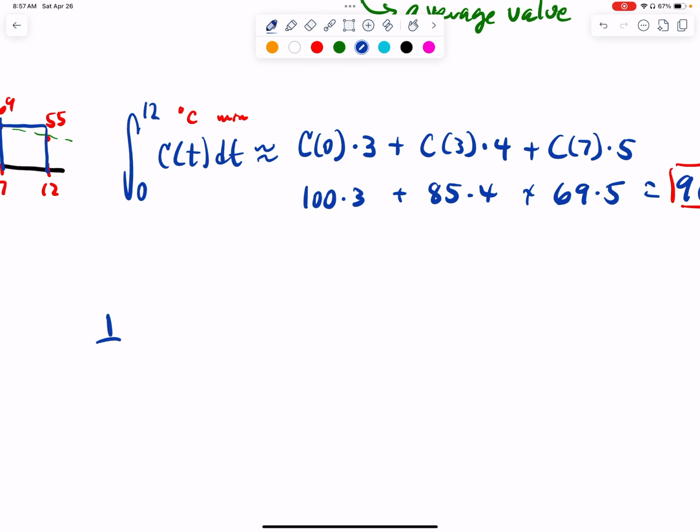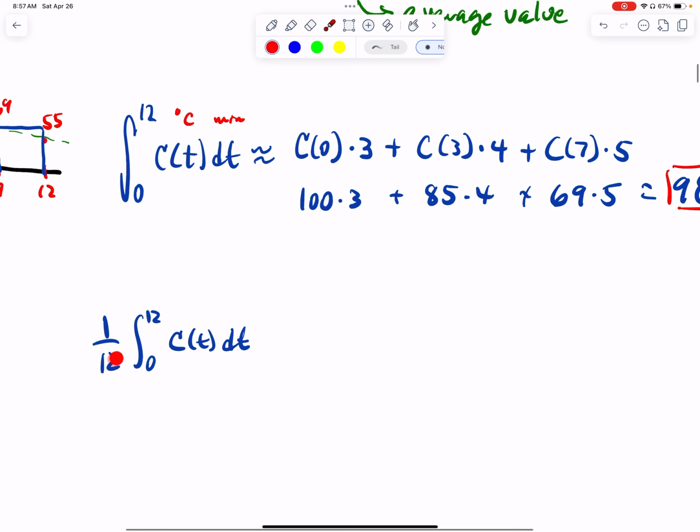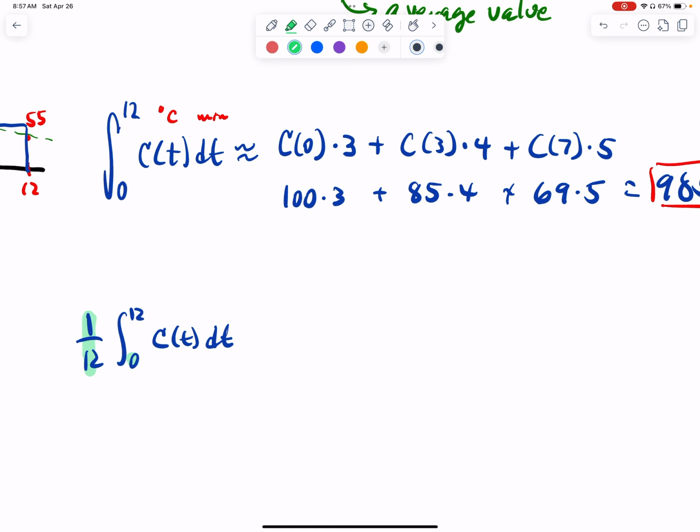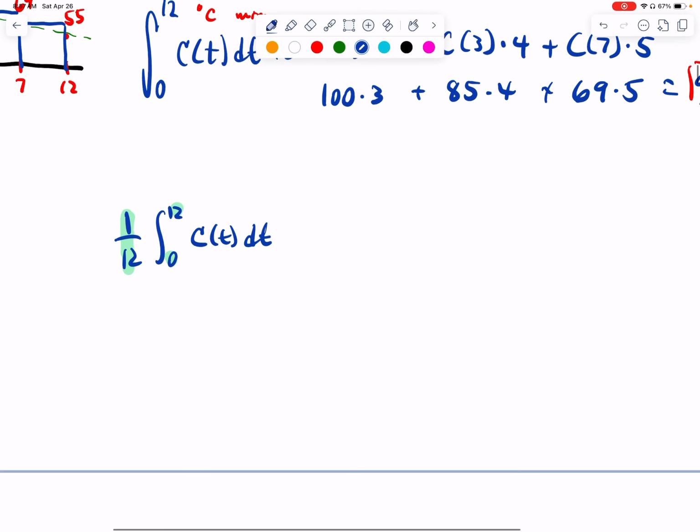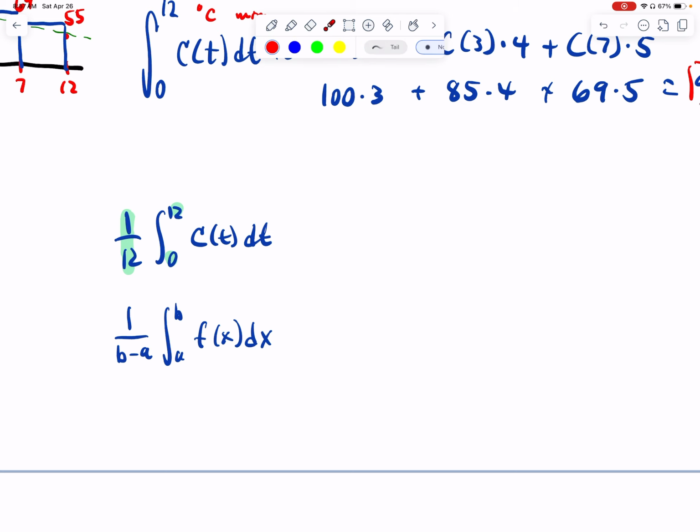1 over 12 times the definite integral that we just got, 0 to 12, C of t dt, what is going on here? As I was talking about, the fact that we have this fraction out front, especially combined with our limits of integration being 0 and 12, implies that we're taking the average value of something. So remember, average value looks like this: 1 over b minus a, definite integral from a to b of whatever your function is. And this gives us the average value of f of x on the interval from a to b.